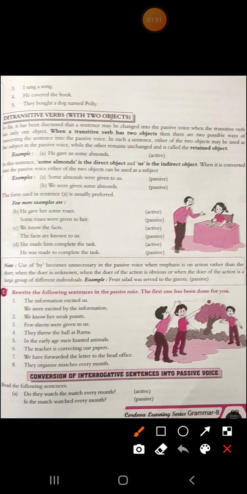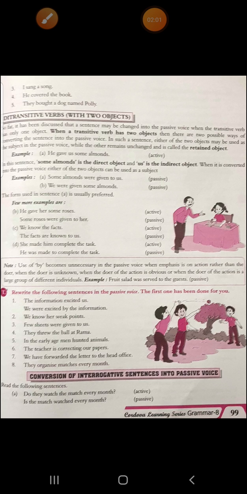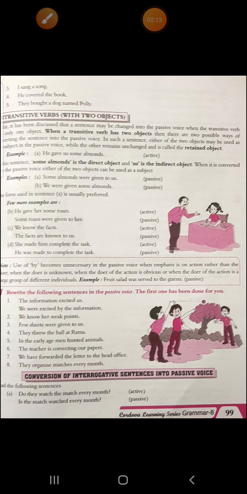Now see this note part. Use of by becomes unnecessary in the passive voice when emphasis is on the action rather than the doer, when the doer is unknown, when the doer of the action is obvious, or when the doer of the action is a large group of different individuals. Then also by is not used. See the example, fruit salads were served to the guests. Now can you find by here? No. Mainly we see that when we change active into passive, we see the word by, but here it's not necessary to use it.